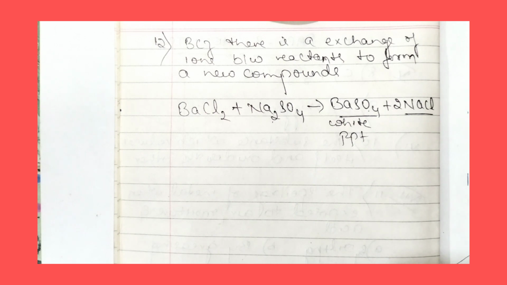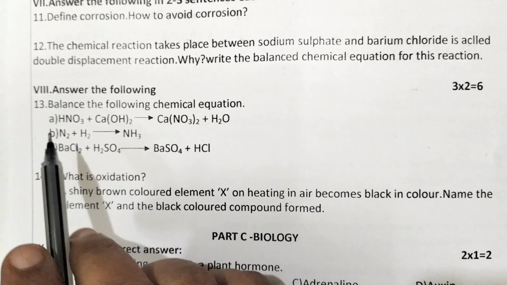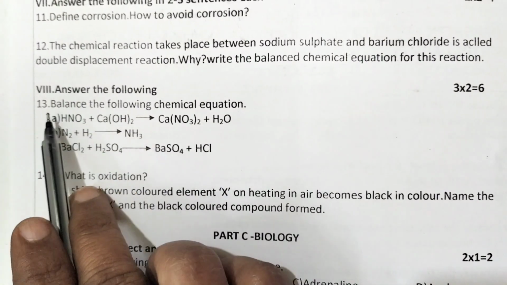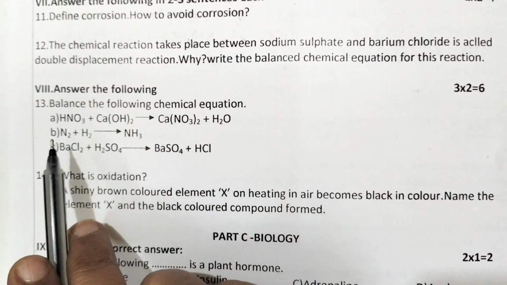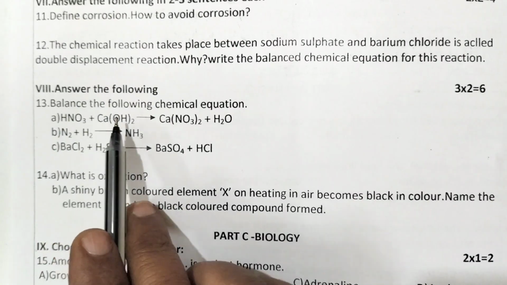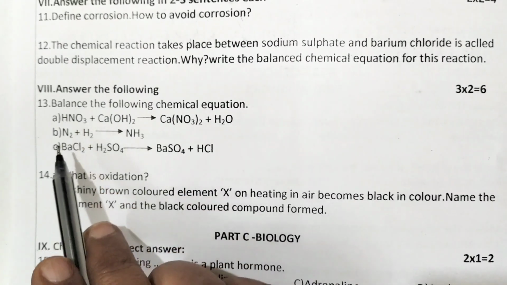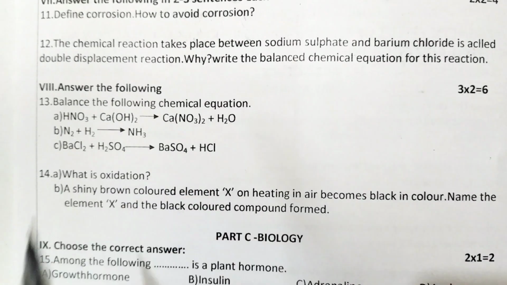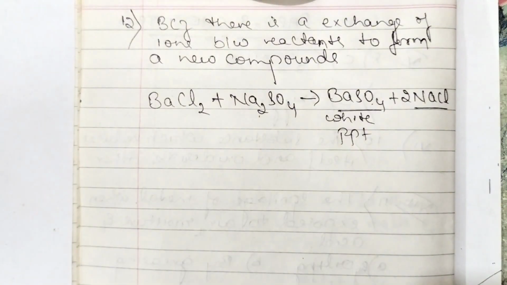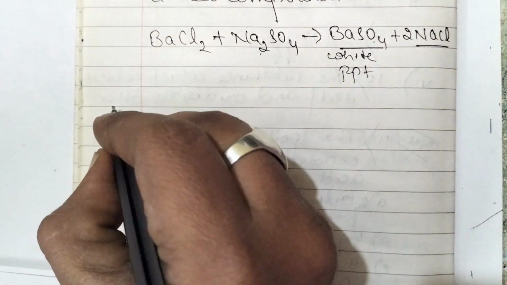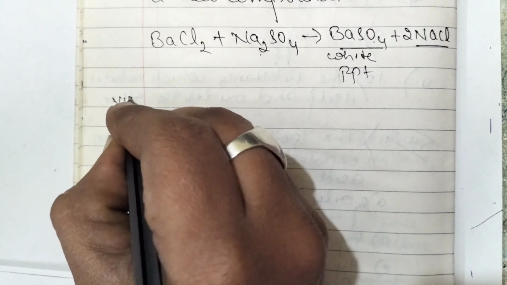Now let us move to the next question, that is eighth main, answer the following. In that one, balance the following chemical equations. Here three equations are given, so let us balance them. This is eighth main, 13th question.